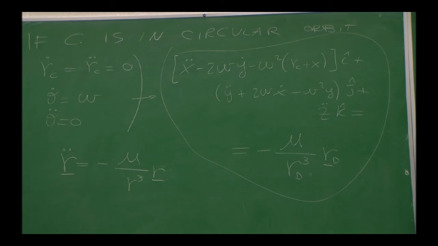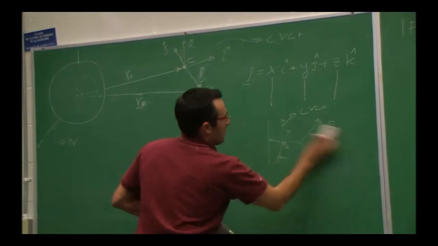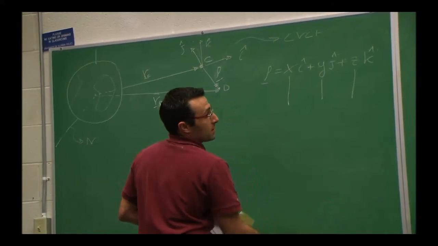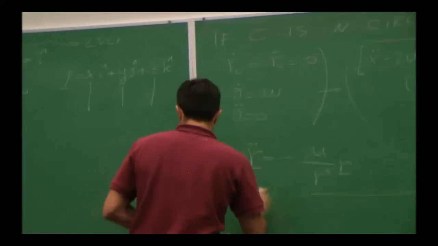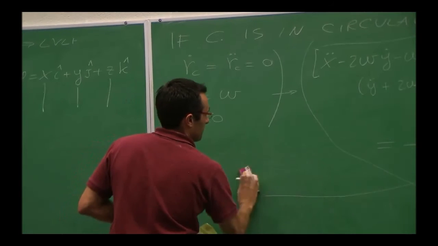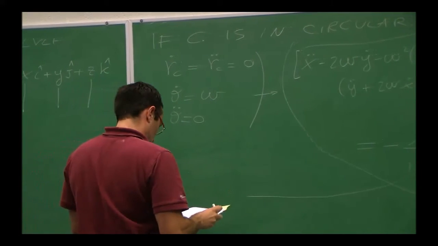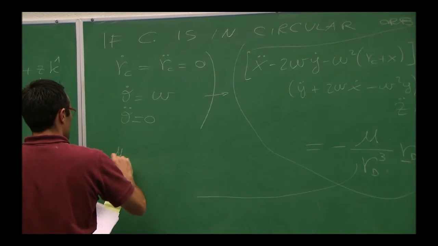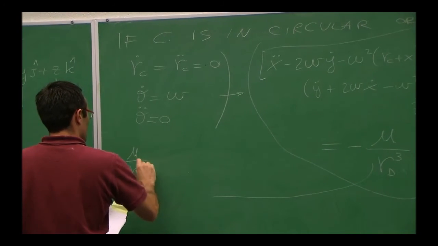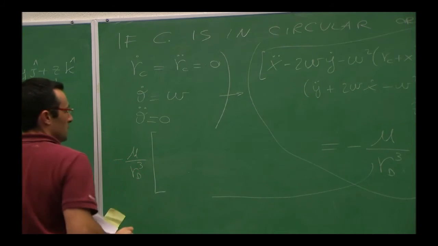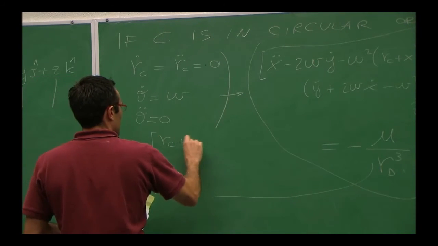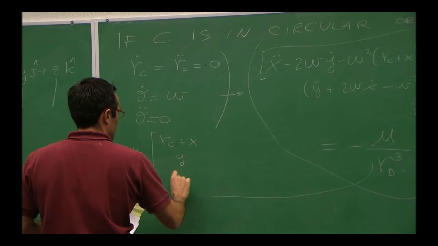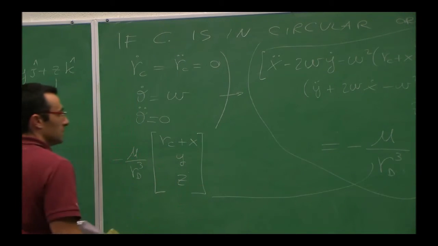Okay. Still have a few minutes. Well, everything is expressed on the left in terms of the basis that we used. Let's do the same here. I don't need this. Okay. What is that? That is minus mu over RD cubed. You can see it this way. It's once again RC plus X in one direction, Y and Z in the other two directions. That's what it is, right?